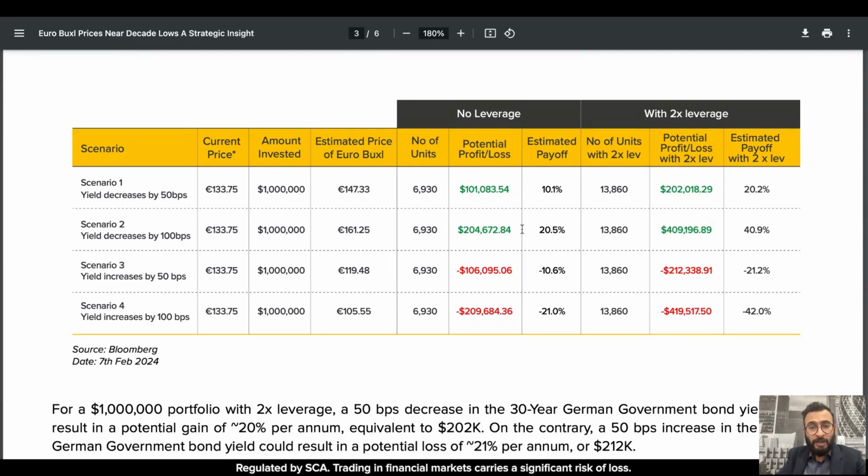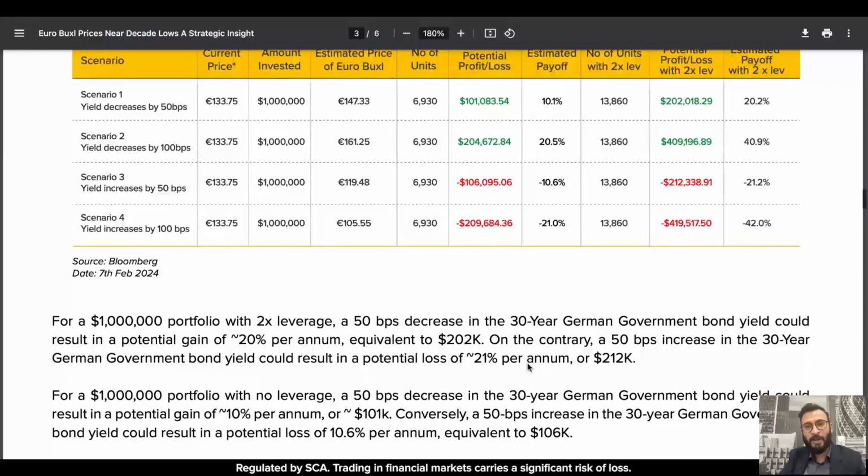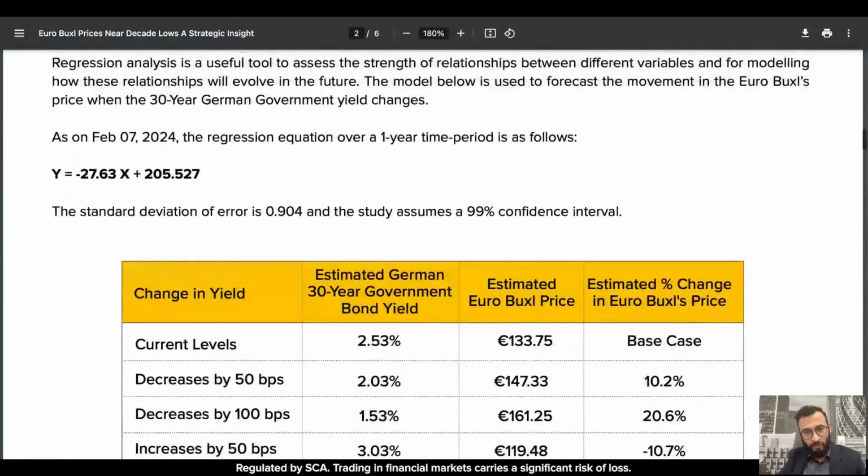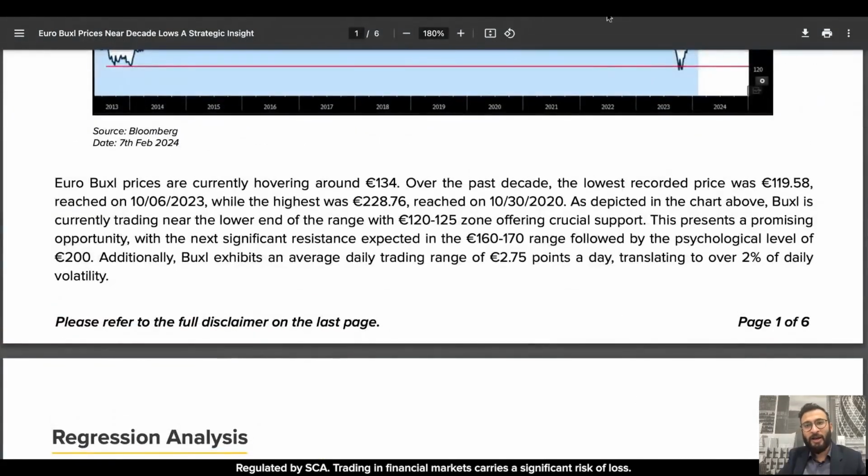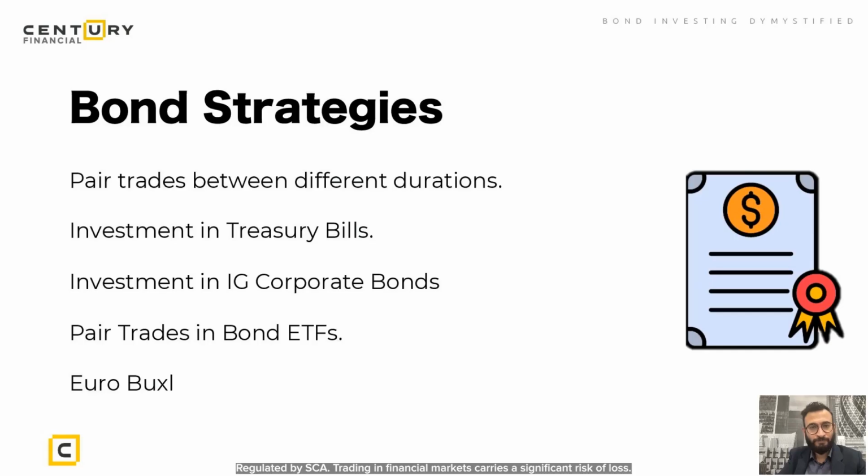Another important thing here, so I'm showing you both the scenarios. Any investor interested in taking 2 times leverage, your returns will be magnified, and your losses will be magnified as well. So please take that decision. It's up to you how you want to do it. This is just one form of investment, in Euro Buxel. Real quick, before I place the trade, let me show you how you do it on the platform.